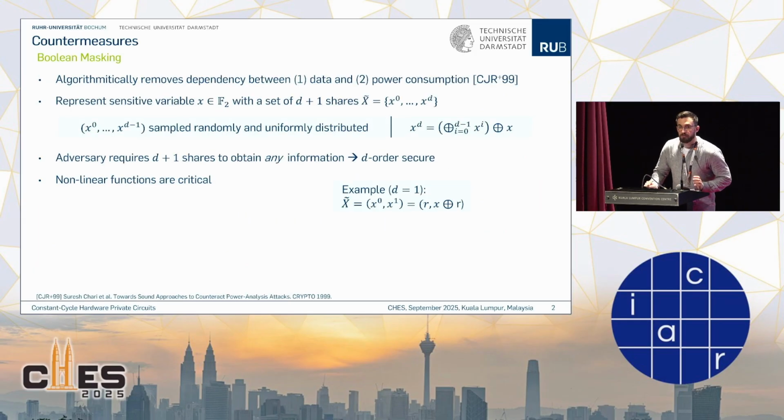Boolean masking is applied on the algorithmic level, meaning that we try to remove the dependency between the data being processed and the power consumption that is observed by the adversary. We do this by splitting a sensitive variable into d+1 shares, where d shares are chosen randomly and uniformly distributed, and then the last share is computed based on the d shares and the value to be protected. A circuit is considered to be d-order secure if an adversary requires d+1 shares to obtain any information. Now, when we implement a countermeasure, nonlinear functions play a critical role and have to be implemented with caution because they need to recombine the shares in some way to achieve functional correctness.